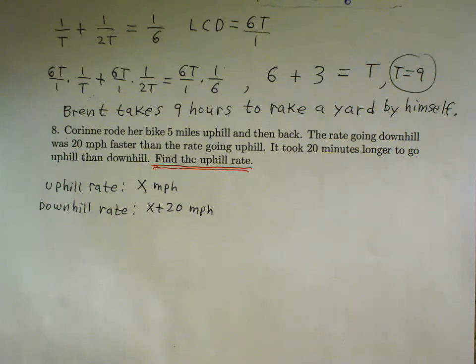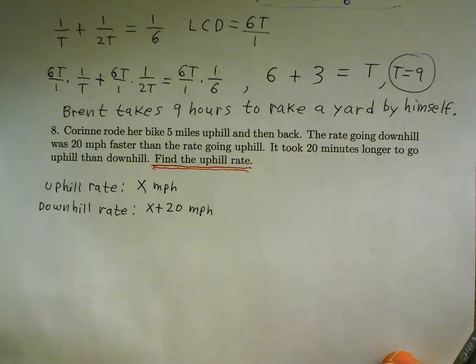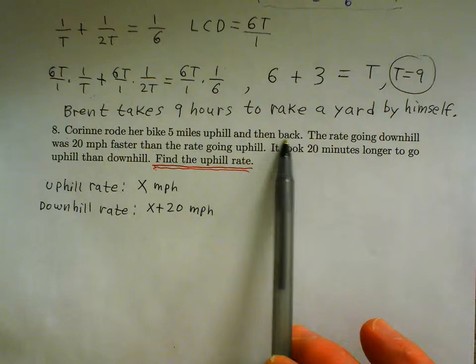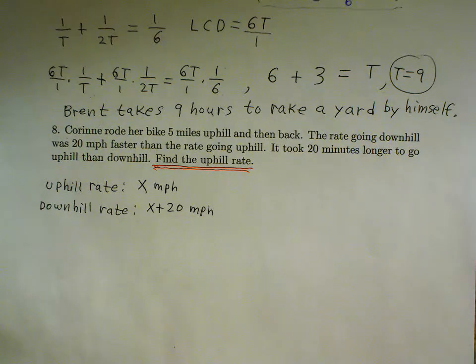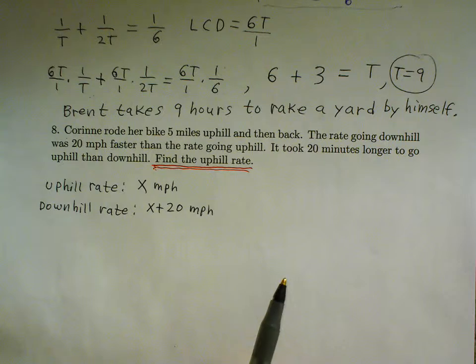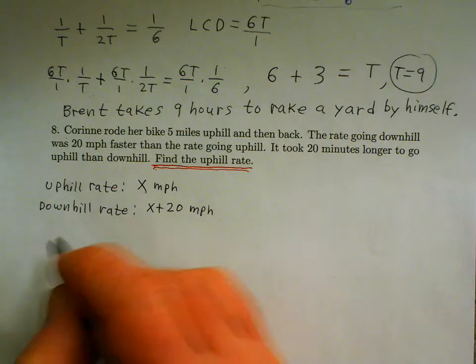Okay, so Corinne rode her bike a distance of 5 miles uphill and then a distance of 5 miles back downhill. We're not told specifically how long it took to ride 5 miles uphill, and then we're not told how much time it took to ride 5 miles downhill. But we can still write the equations. Rate times time equals distance.